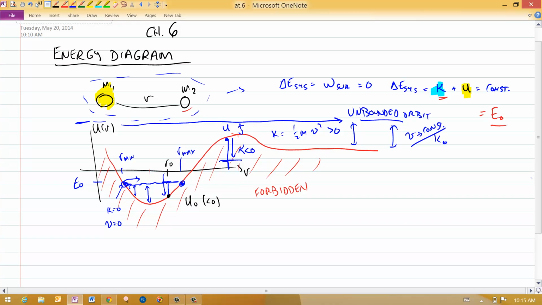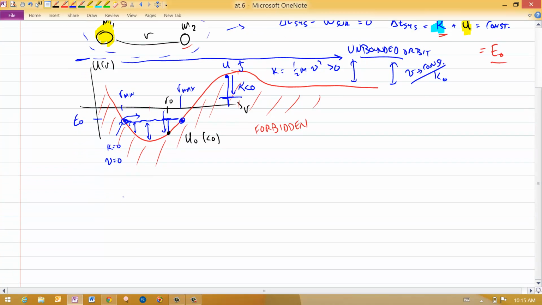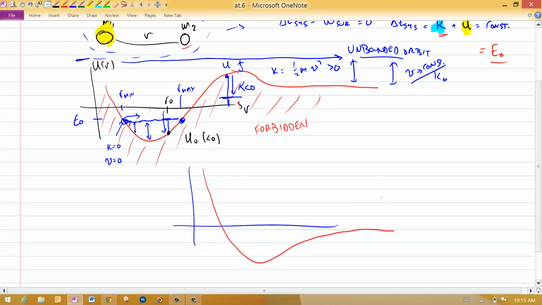And you can have different possibilities in here. Let me give you a different potential energy. So let's say the potential energy looks like so. Any orbit with a total energy less than 0 is going to have some spot where it has a minimum, some spot where it has a maximum. So E less than 0 for this particular energy are all bound.